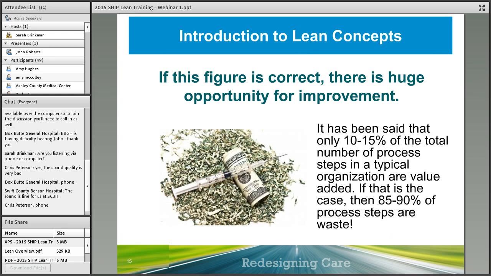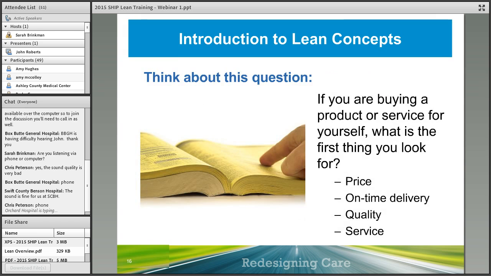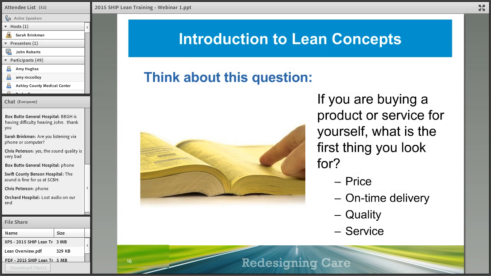So if that figure is even remotely close to correct, there's a huge opportunity for us as providers, as you as hospitals and critical access hospitals, to look at what we can do to create more value for our patients as we move into the future.